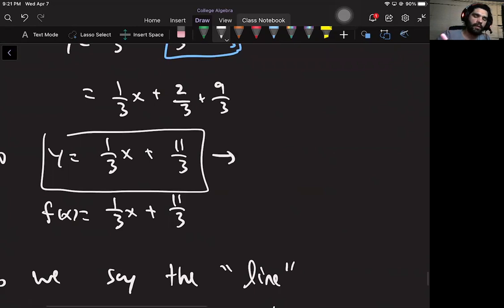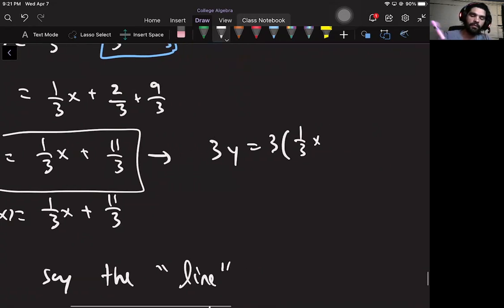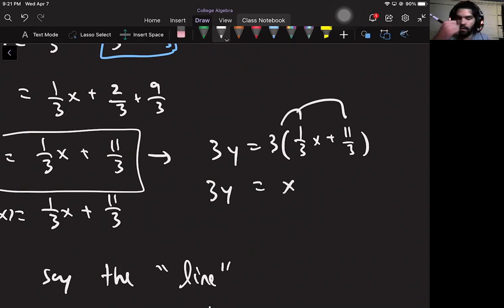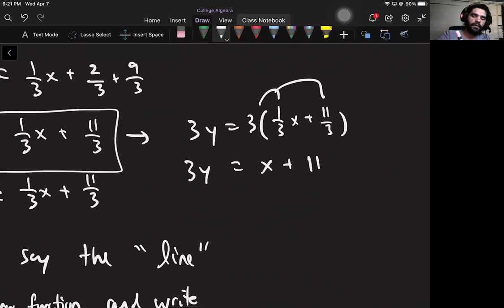All we do is multiply everything by 3 to both sides to clear the denominators very nicely. And so 3 times 1/3 is 1, so you get 1x left, plus 3 times 11/3 is 11, the 3's cancel. And then standard form would be to subtract the x to the left.